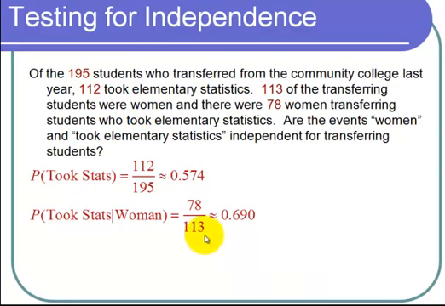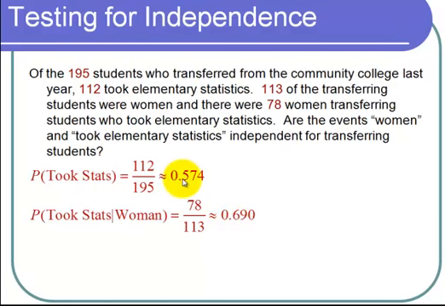That's the new sample space because I'm given the person as a woman. That changes the sample space to being a sample size of 113. Of those 113 women, 78 took elementary statistics. So the probability that somebody took statistics, given that they were a woman, is 78 divided by 113. And I put that in my calculator, and I got that that was about 0.690.